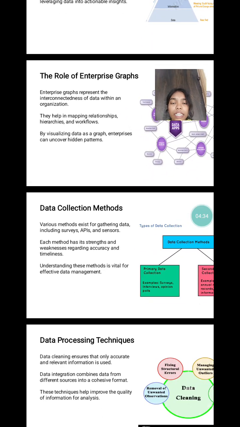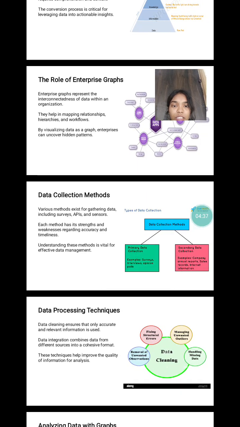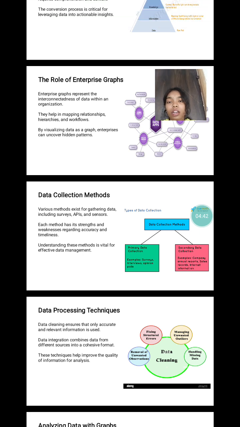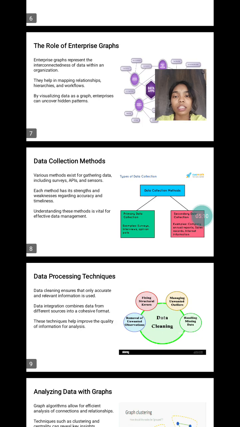Now the data collection method. Data collection has primary data and secondary data collections. Now what's the real meaning of the data collection method? Various methods exist for gathering data, including surveys, APIs and sensors. Each method has its strengths and weaknesses regarding accuracy and timeliness. And each primary data or secondary data has strengths and weaknesses. Understanding these methods is vital for effective data management.